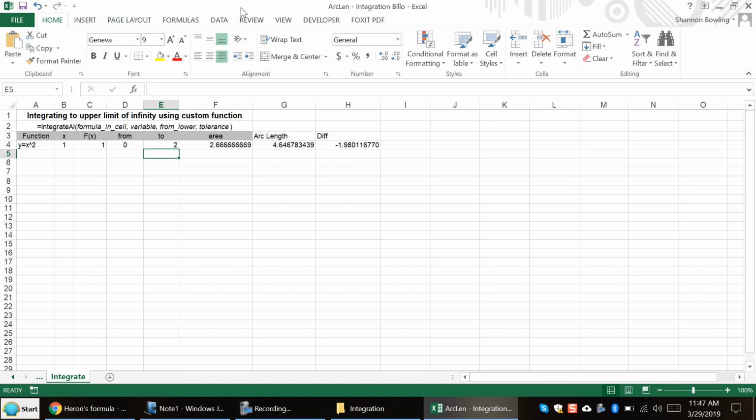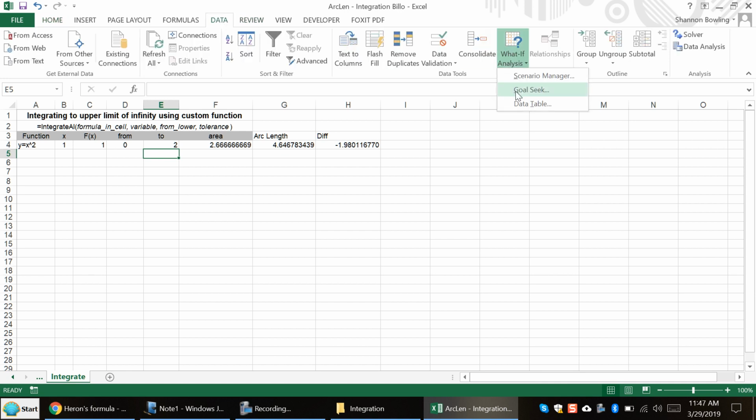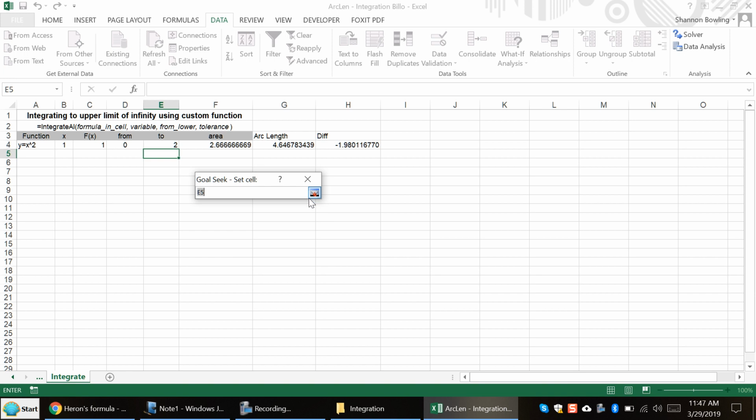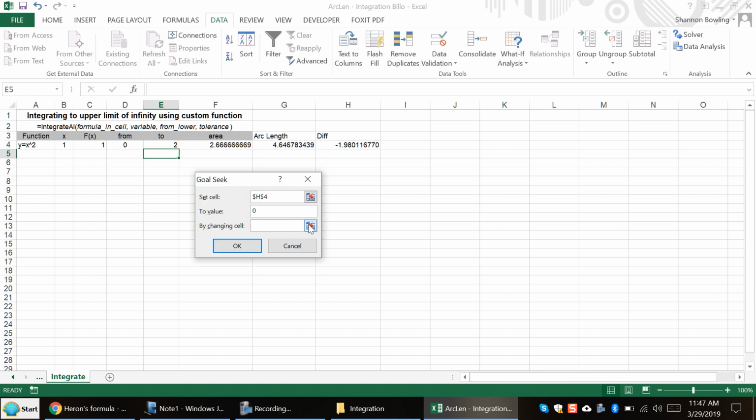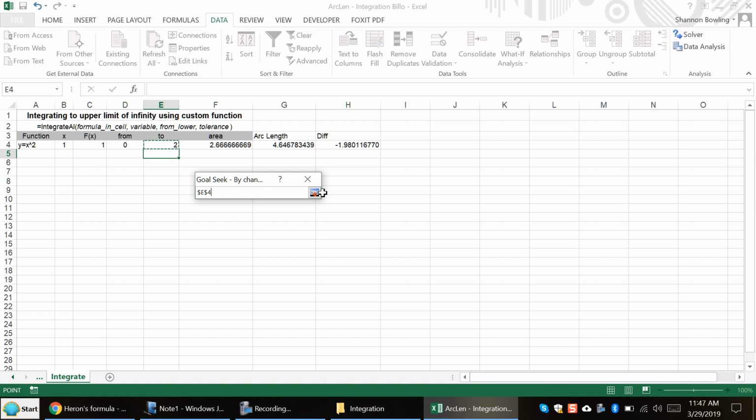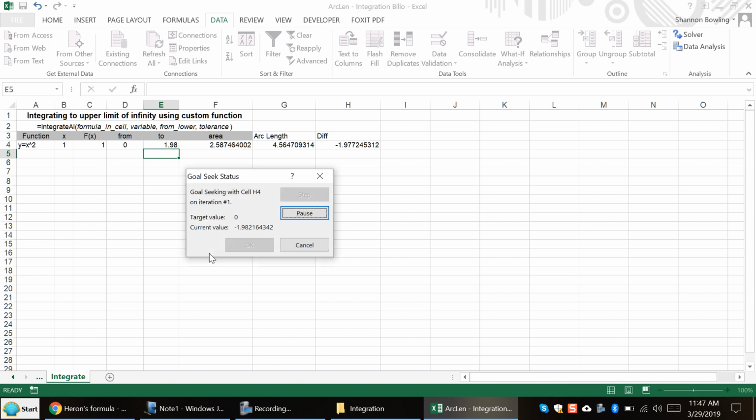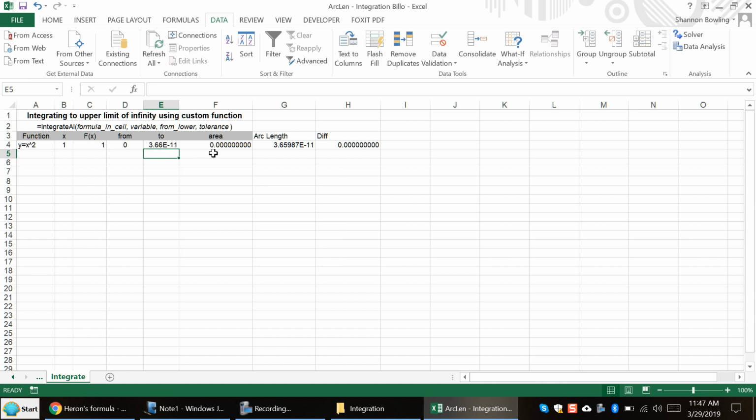Let's change to a numerical analysis technique, goal seek, or Newton's method, and do a what-if analysis. So I'm going to say, I want to set the difference of these two equal to 0 by changing this upper bound. Oh, it goes to 0. So that is one of the convergence points.